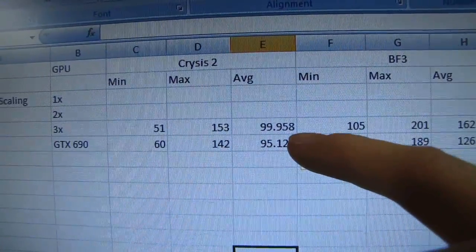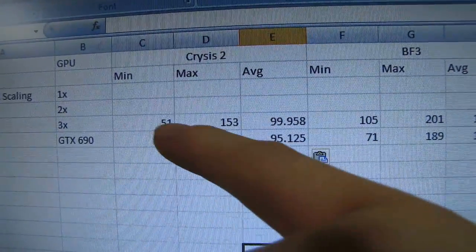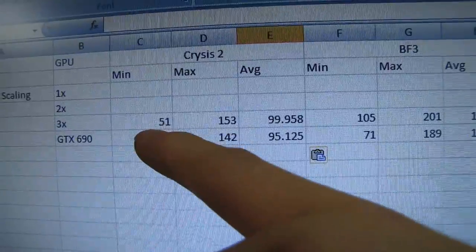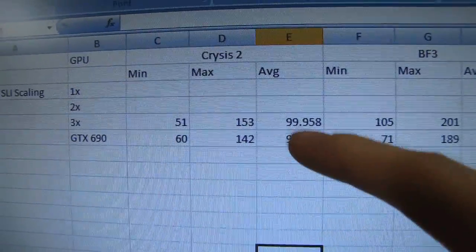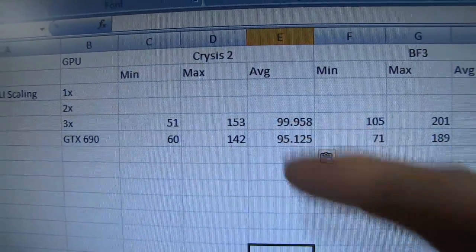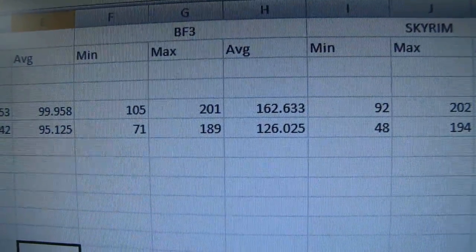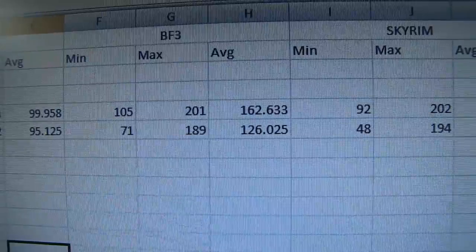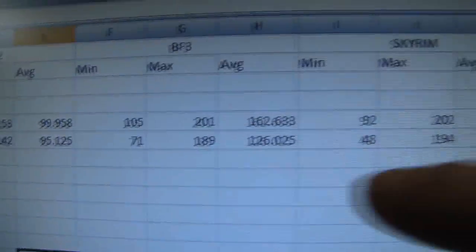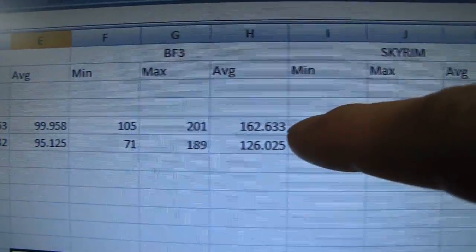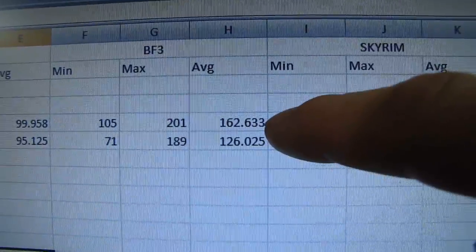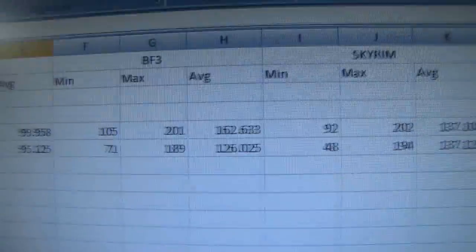So you can see here in Crysis 2, the 3-way SLI configuration actually has a lower overall minimum, but a higher overall average, but not by much. We're talking a 5% performance advantage. In Battlefield 3, the 3x670 solution just destroys the single 690. So this is excellent scaling that we're seeing in this particular game.